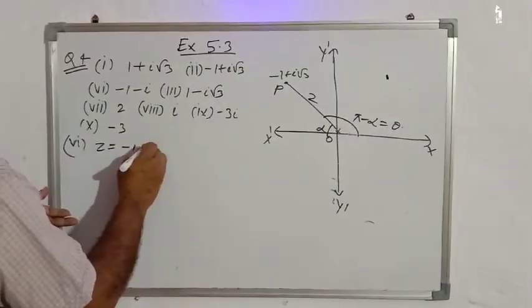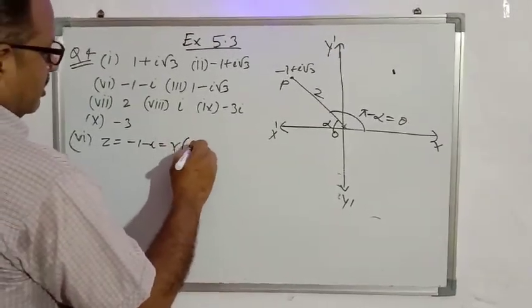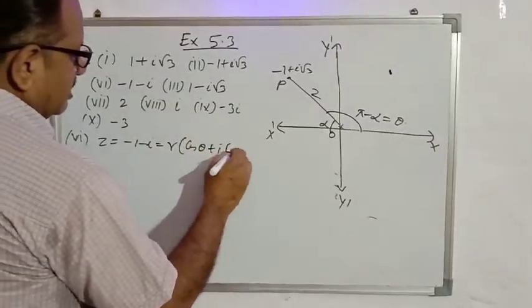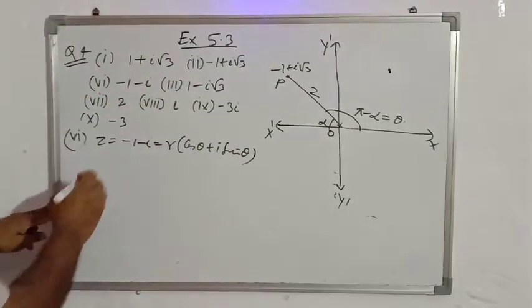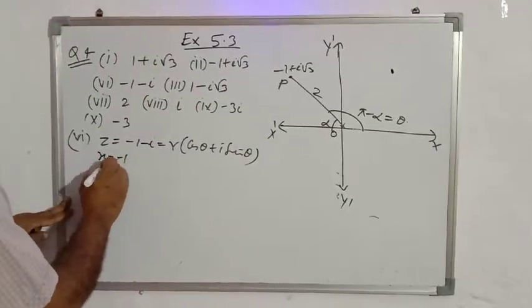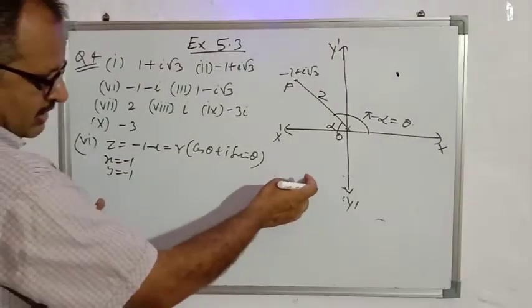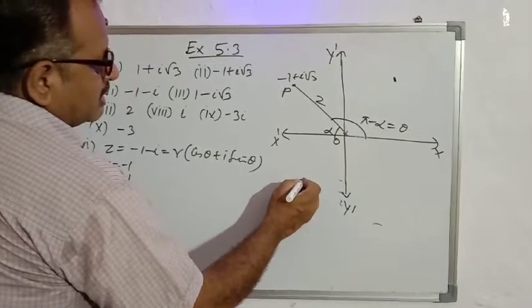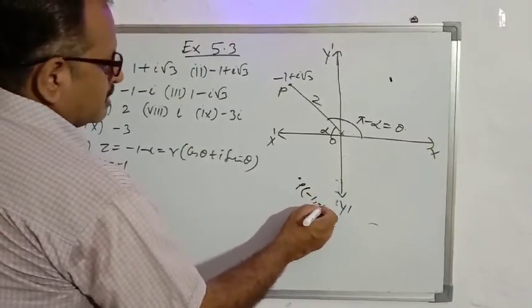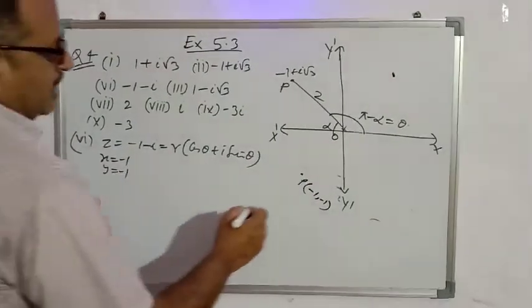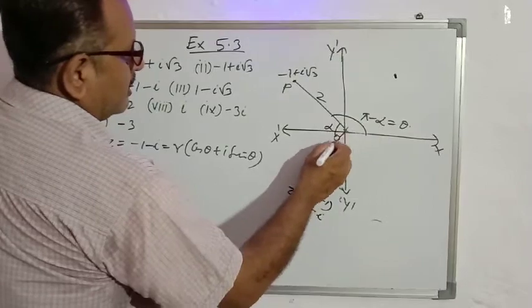Now see the sixth part. Here z is minus 1 minus i. Again we will write it as r cos theta plus i sin theta. Minus 1 minus i. Here x is minus 1, y is also minus 1. Both are negative, so it will lie in the third quadrant.